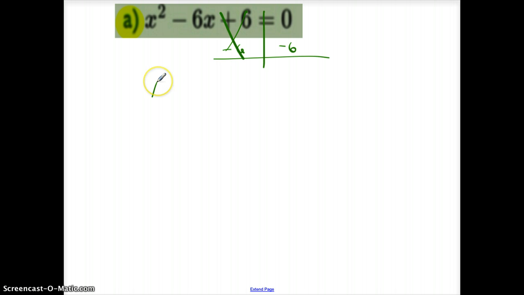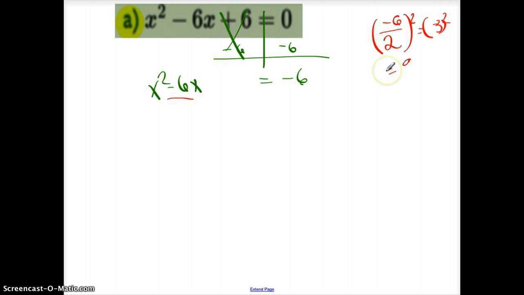Okay, x squared minus 6x equals negative 6. 0 minus 6 is negative 6. Now I need to add something here. Here's my b value, so I have negative 6, my b value, divided by 2 squared. Negative b, sorry, just b over 2 squared. So that equals negative 3 squared, and it's going to be equal to 9. So I'm going to add 9 here. I'm going to add 9 here.